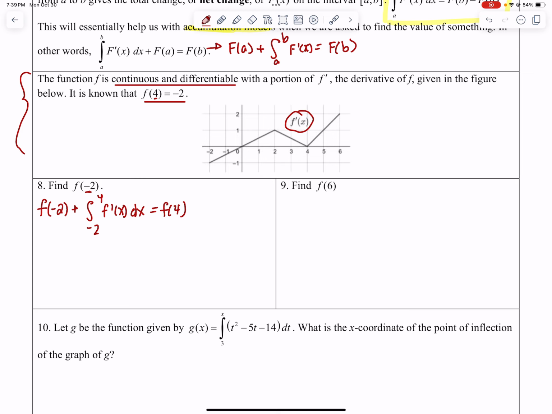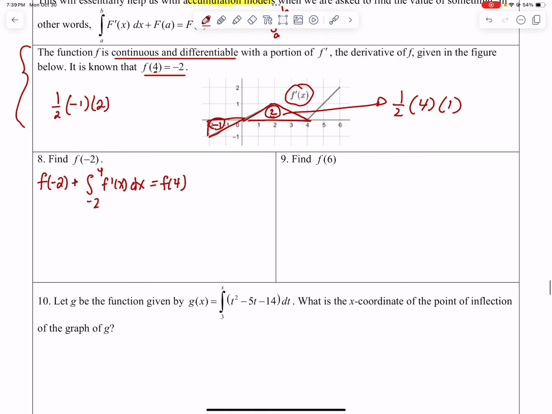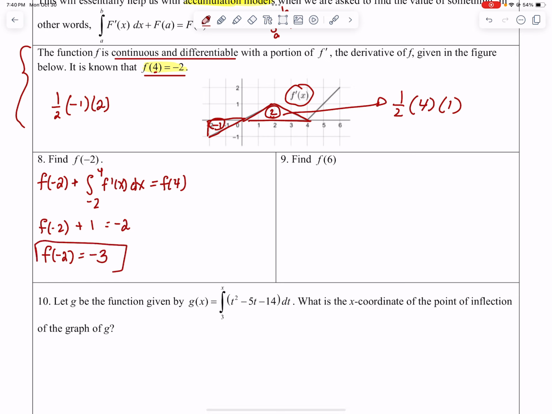We don't know what f of negative 2 is, but we do know that the integral from negative 2 to 4 is just the area from negative 2 to 4. If I were to calculate that, the area on my left would be 1/2 times negative 1 times 2, which is just negative 1. This area right here is just 1/2 times 4 times 1, or 2. Which means that my accumulation would be positive 1 from negative 2 to 4. So this means that f of negative 2 plus 1 is equal to f of 4, and we know that f of 4 is negative 2, which means that f of negative 2 is equal to negative 3 once I subtract 1.